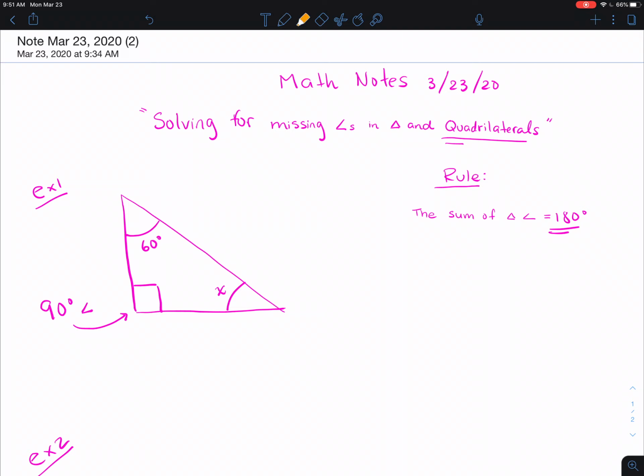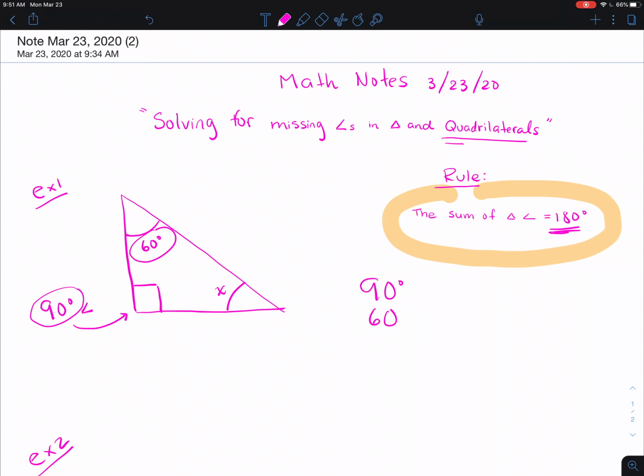We do know, however, that the sum of all the triangle angles is equal to 180 degrees. So as long as you know that rule, you really just have to take the 60 degrees that you know, take the 90 degrees that you know, add them together, and that's 90 plus 60 degrees. That's going to give you 150 degrees. Okay, so you know that when you add those two, it's 150.